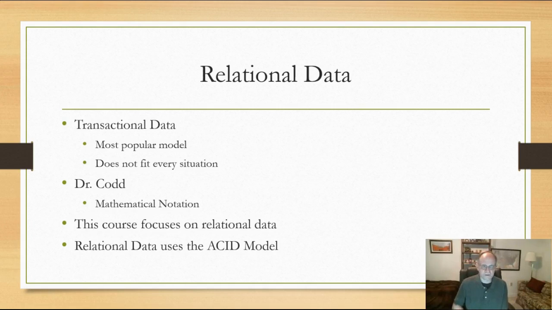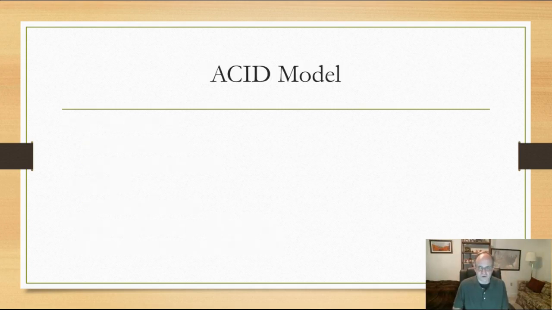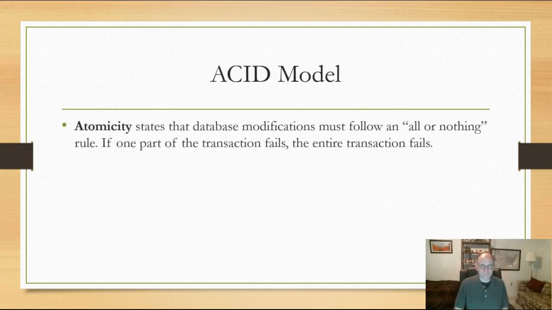We focus on that. Now, relational data uses the ACID model. Let's briefly look at that. We're not going to spend a lot of time on this, but I just want to mention this term in case you run across it somewhere else. So ACID is four components.